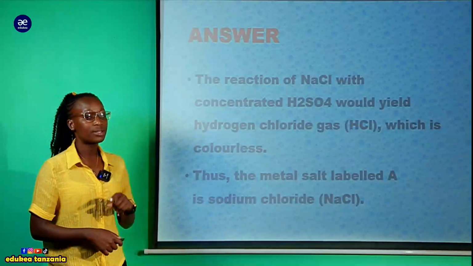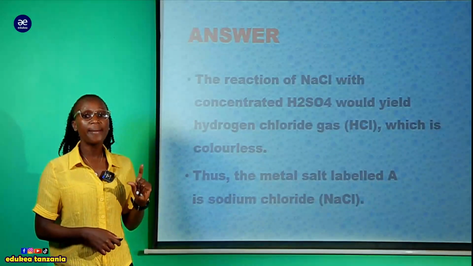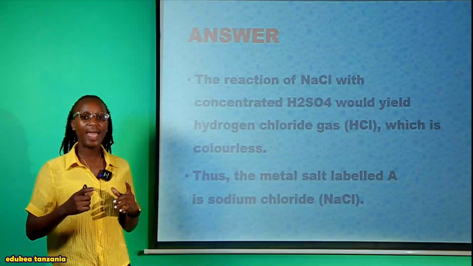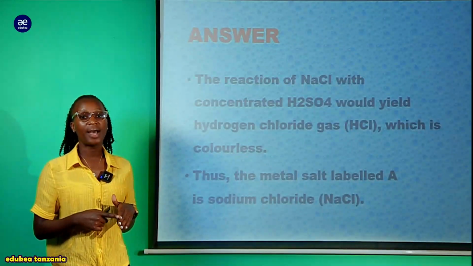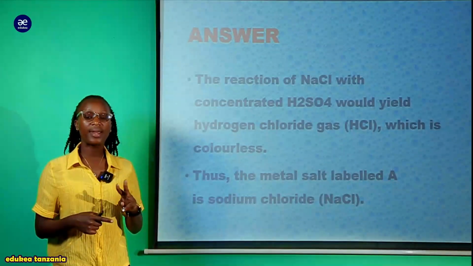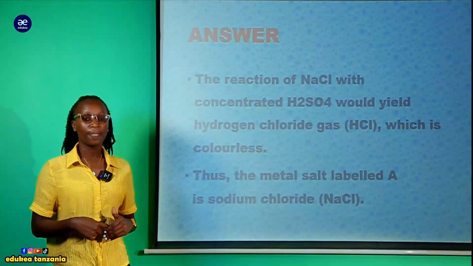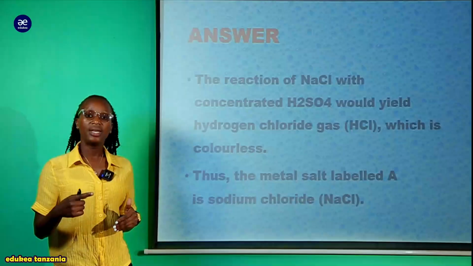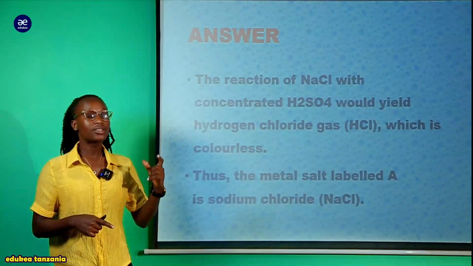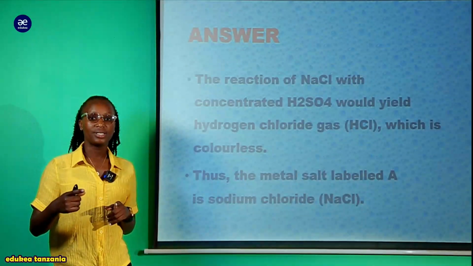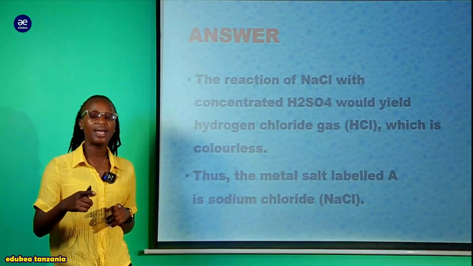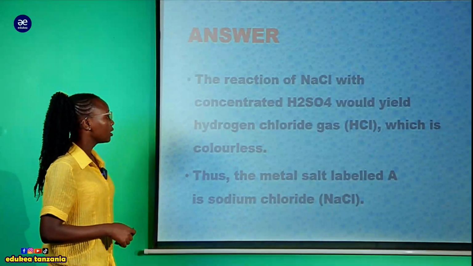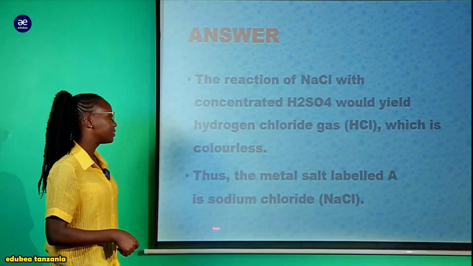Lakini pia utaona kwamba at the same time huyu sodium chloride akidissolve in water, ambapo pale A ana exist kama aqueous, tunaona kwamba atakuwa ana dissociate into two ions, sodium positive charged ion, lakini pia na chlorine negative charged ion. So those chlorine zitatake part, zitareact na yule given silver ion kwenda kutengeneza ile precipitate. So that's the metal salt labeled A is sodium chloride.